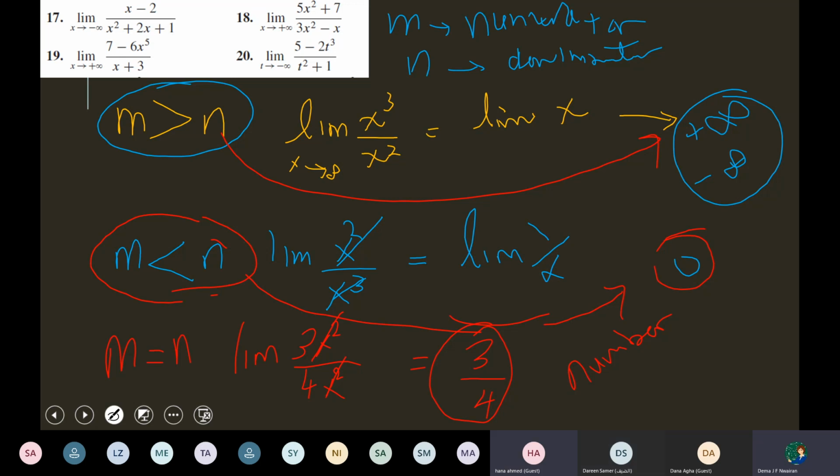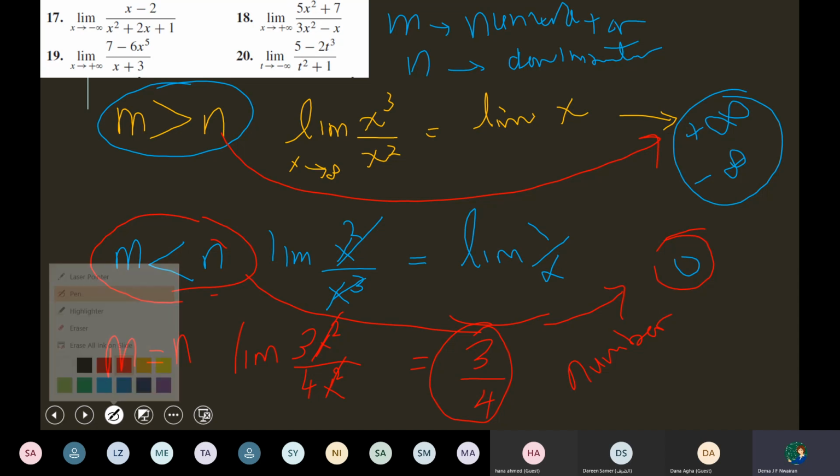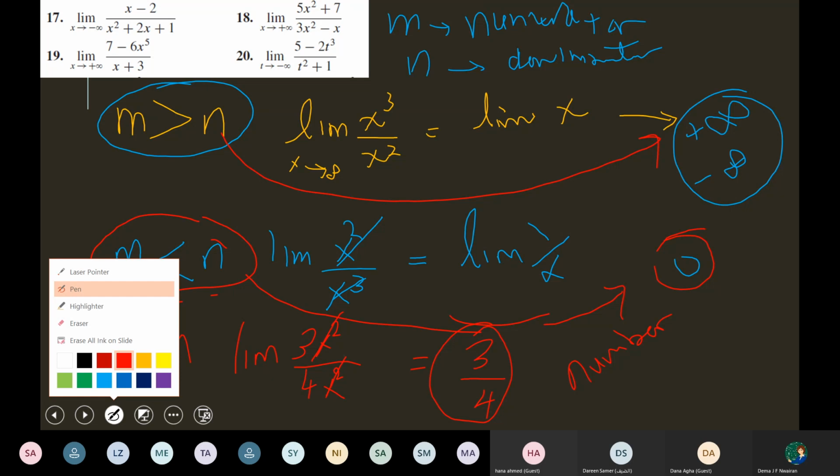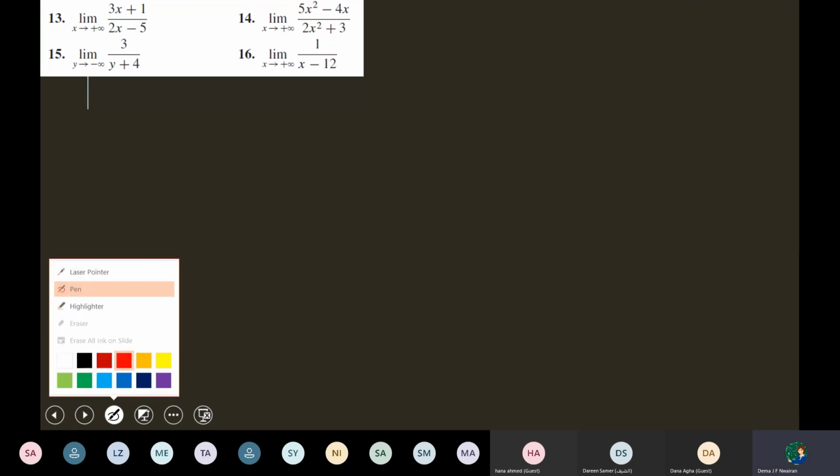Yes, teacher. Okay, so this is like a rule: if the power of the numerator is greater than the power of the denominator, the answer must be positive or negative infinity. If m is less than n, the answer is 0. And if m is equal to n, the answer will be a number, and this number is according to the coefficients of the numerator and the denominator. Let's have an example now. Let's do these examples.